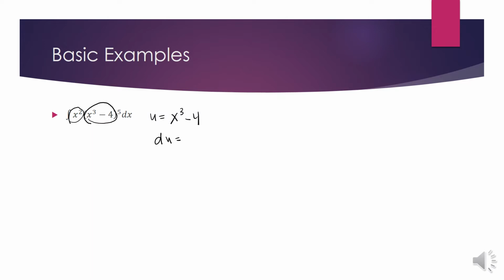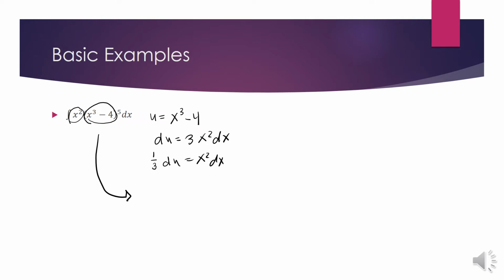So then I take the derivative. The derivative of x cubed minus 4 is 3x squared dx. But here's the problem. I don't have a 3 in my problem. I have an x squared and I have a dx, but I don't have a 3. So what I'm going to do is divide both sides by 3, because you have to rewrite what's actually in your problem.